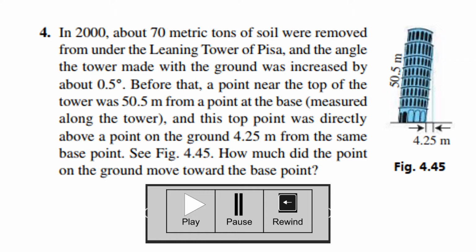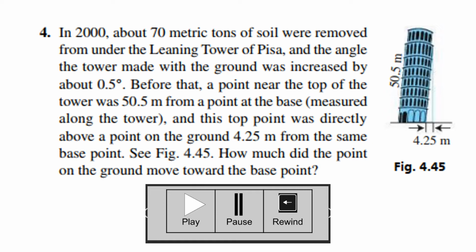We're now going to do a series of problems because this chapter is called applications, and so applications tend to be word problems. Here's the first one. In 2000, about 70 metric tons of soil were removed from under the Leaning Tower of Pisa, and the angle of the tower made with the ground was increased by 0.5 degrees, that is half a degree. They're doing this to increase the angle to stop it from leaning quite so much.